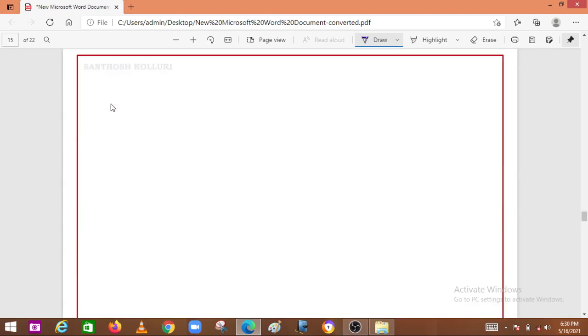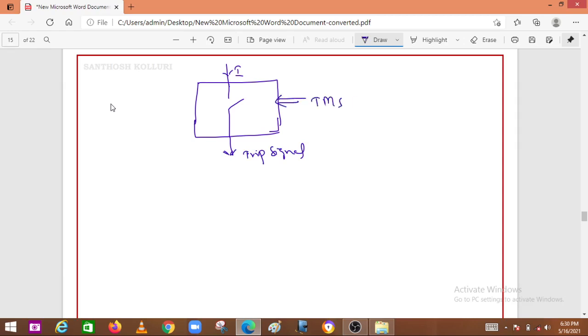So this is a symbol of the relay, generally used to represent it like this. This is the current entering into the relay, the actuating current. This is a trip signal given to the circuit breaker, and there is a time multiplier setting here in terms of percentage, and there will be a current setting here. All this we learned just now: current setting, time multiplier setting, trip signal. You know that, right?